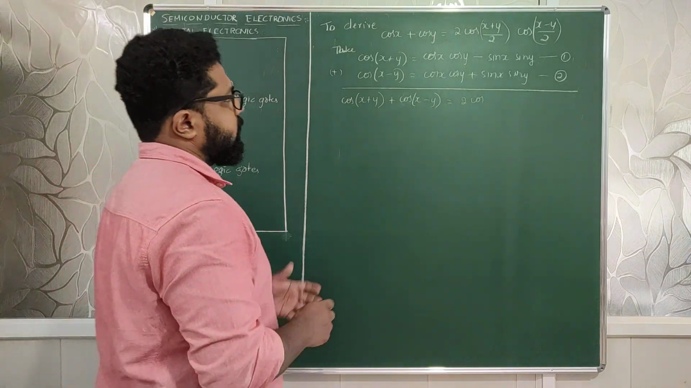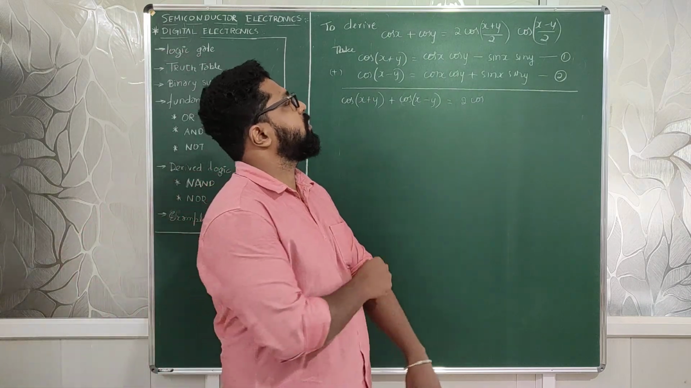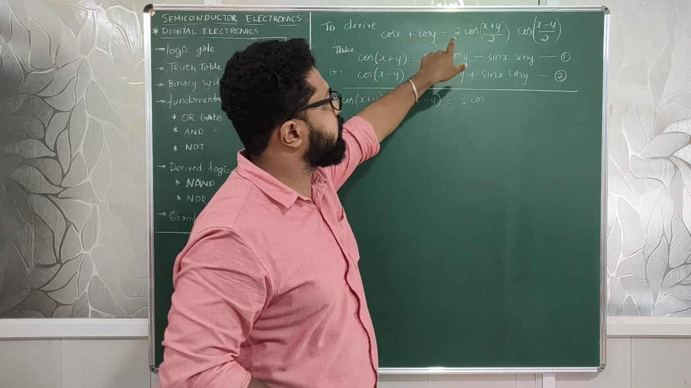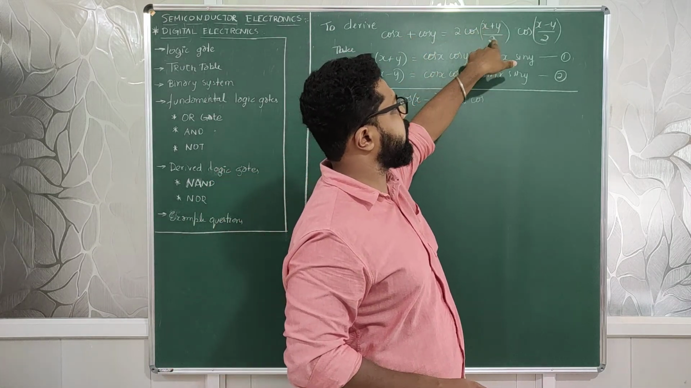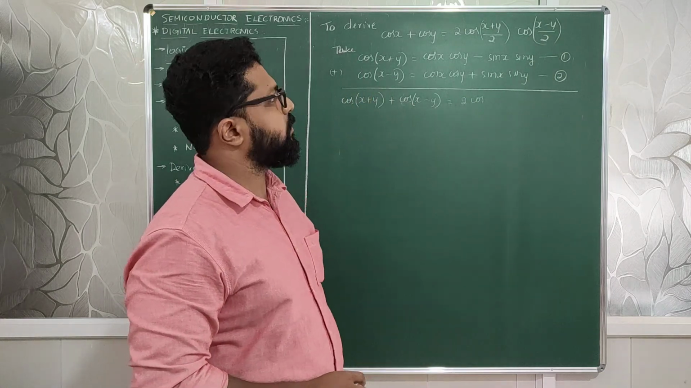So now imagine the next formula, the most important one for this year, especially for the first year. We will look into this formula: cos x plus cos y is equal to 2 times cos of (x plus y) divided by 2, cos of (x minus y) divided by 2. So this is the formula we need to know.